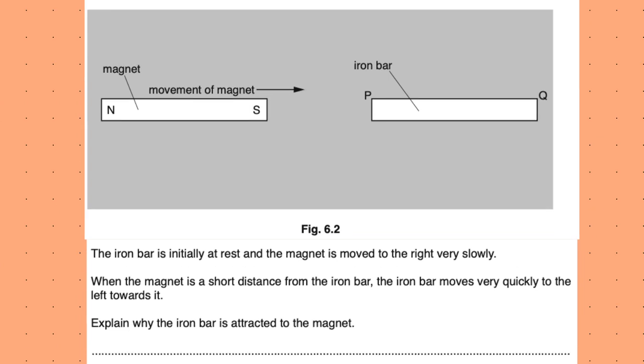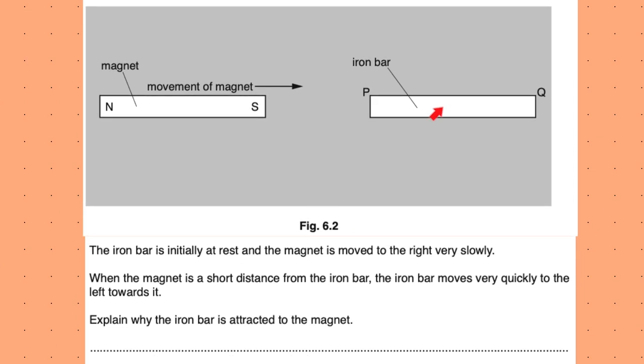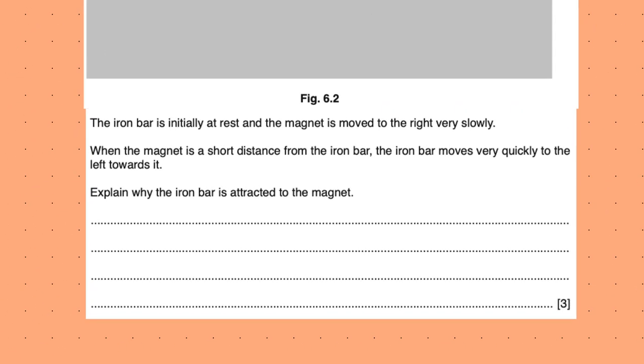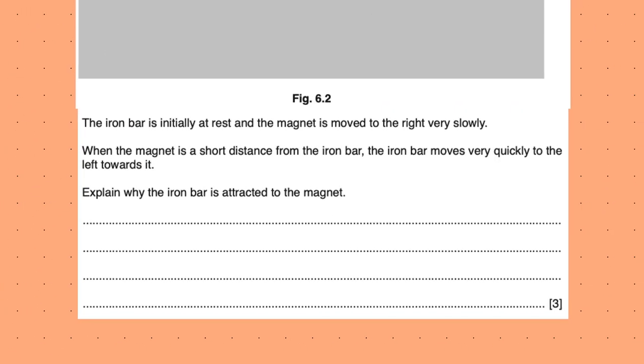So this says that this iron bar was initially at rest and the magnet is moved to the right, and then the iron bar moves quickly towards the left. So basically it enters the field of the magnet. Explain why the iron bar is attracted to the magnet. Same question based on induced magnetism and how you're going to describe this. So you know that poles are induced on the iron bar.